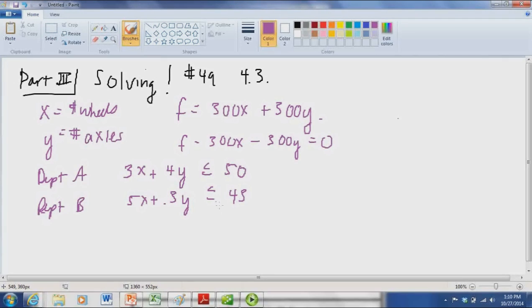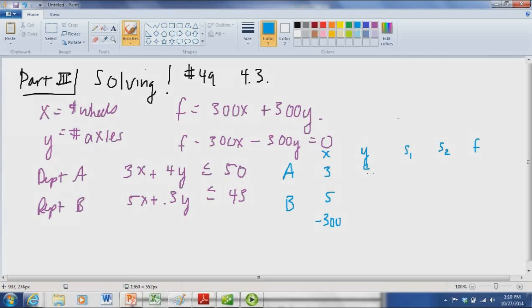We can now set it up. I'm going to use a different color because I'm going to end up dragging it to the next page. So we've got Department A, Department B. Across we have X, Y. We've got two slackers, S1, S2. We'll have our function, and then we'll have our constraints. So X is 3 and 5, and what is it down here? Negative 300.